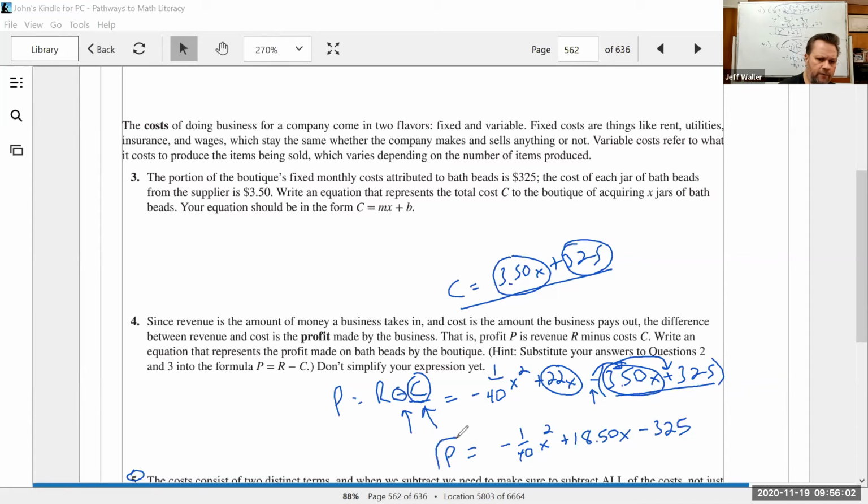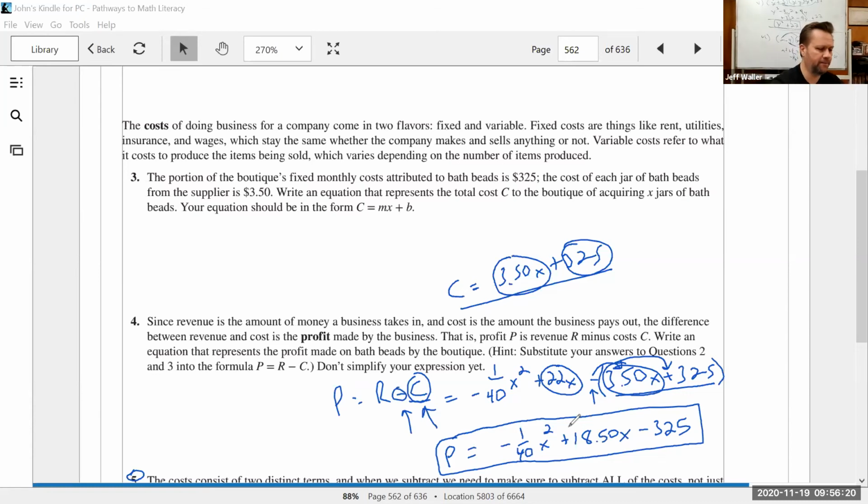There's our profit function. Now you guys are like, oh, this is too exciting, Jeff. But again, if this is your business, this is exciting. This is exciting in a bad way sometimes. Maybe right now, it's exciting in a bad way.